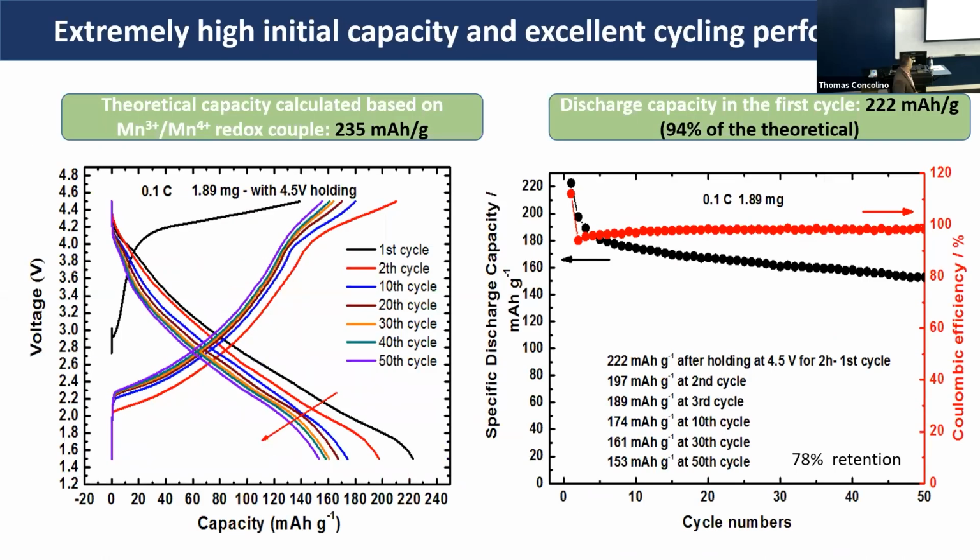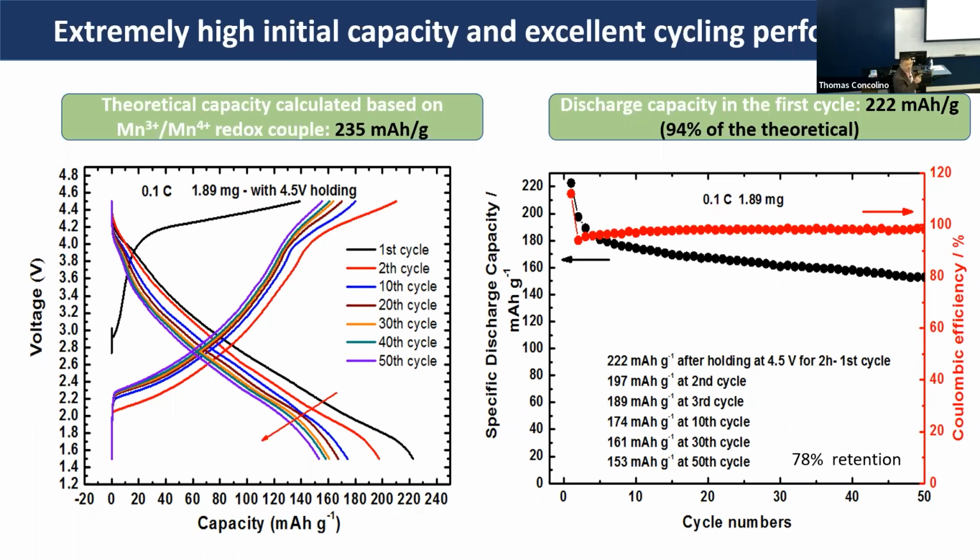Amazingly, it worked very well in sodium batteries. It delivers 222 milliamp hour per gram capacity in the first cycle. You may not have an idea what this is, but I can tell you that the theoretical is 235. We get 222, so that's 94% of the theoretical. And remember that I mentioned most of the materials only work at 50% of theoretical. So this is already a big step up.